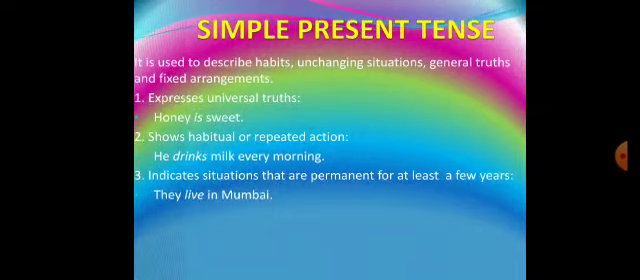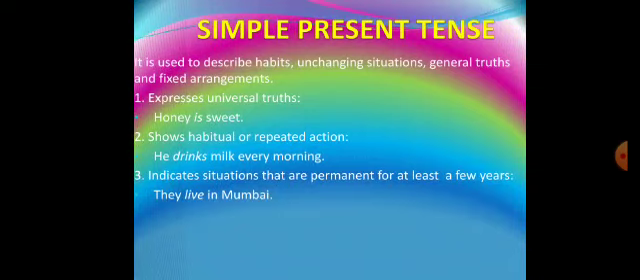Simple present tense is used to describe habits, unchanging situations, general truths, and fixed arrangements. We can also say that simple present tense expresses universal truth, those things which are a universal truth. For example, honey is sweet. The sun rises in the east. These are universal truths and they are always expressed in simple present tense.